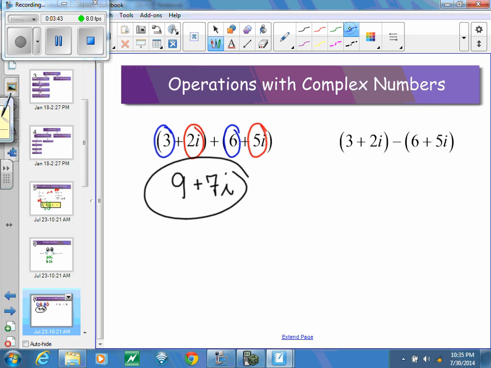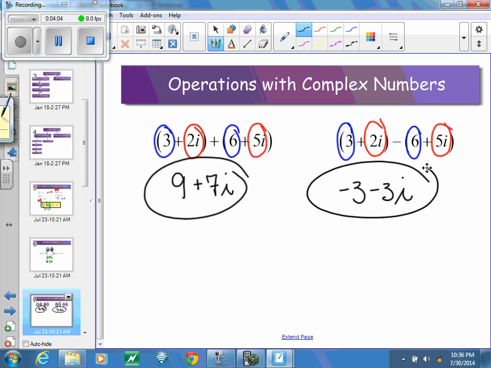When you're working with subtraction, we're going to take the real parts and subtract those. We're then going to take the imaginary parts and we're going to subtract those. 3 subtract 6, because we're subtracting here, is going to give me negative 3. 2i minus 5i gives me a negative 3i, and we're all done.